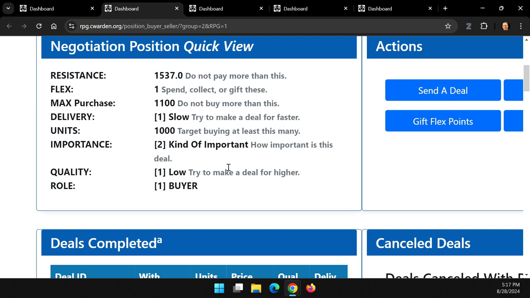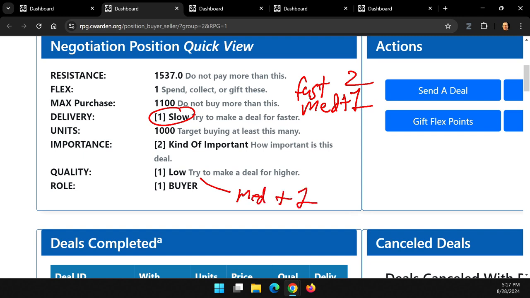The same is true for my delivery speed. Because my company requires me to have at least slow, but if I can get medium, I can gain 1 point. If I can get fast, I can gain 2 points. Quality is the same. If I can get medium, I can gain 1 point. If I can get high, I'll gain 2 points.